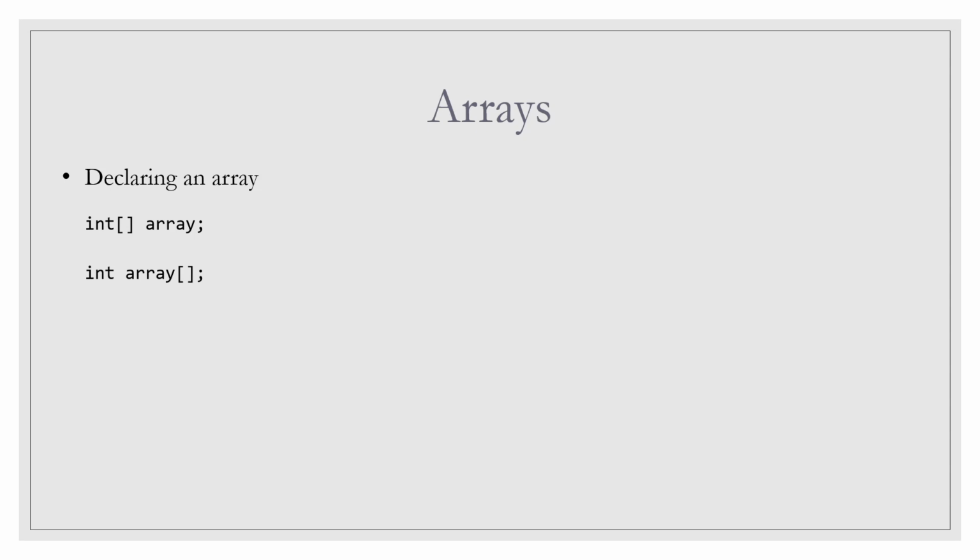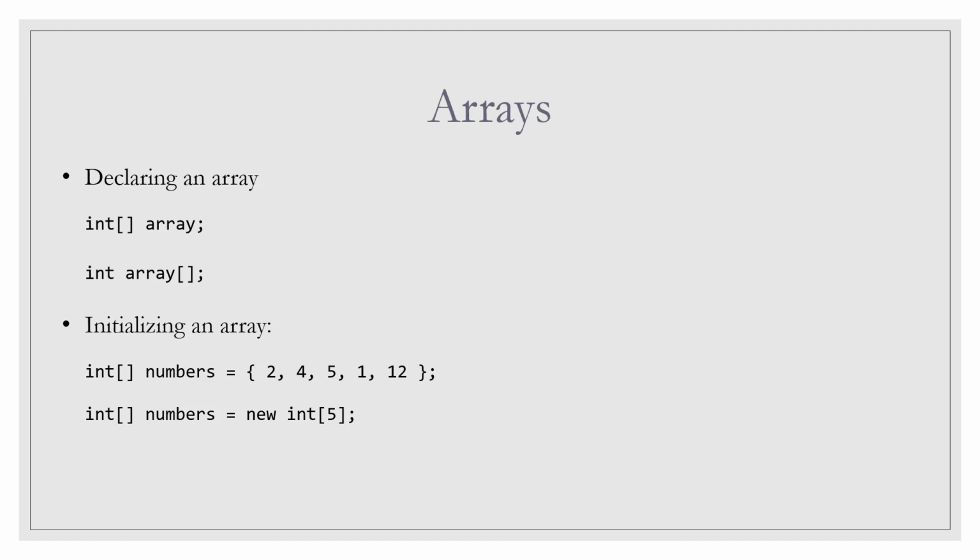After declaring the array, in order to use it, we need to initialize it. One way to initialize is the following syntax, where we have an equals sign and the values of the array separated with commas, enclosed with curly braces. In this type of declaration, we do not explicitly set the size of the array, but it still has a fixed size. In the second way, we use the new keyword followed by int, square brackets, and the size of the array inside them.